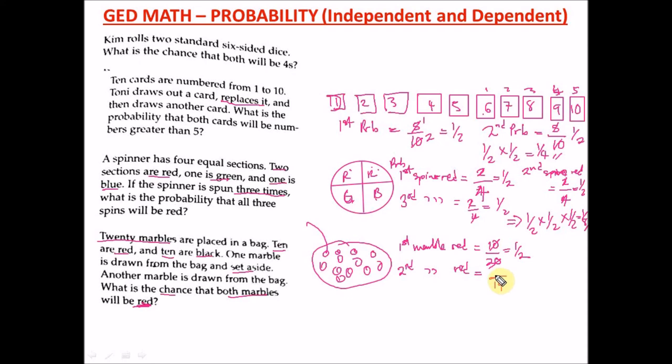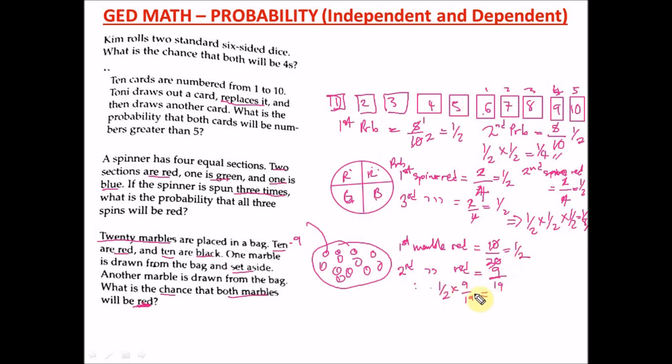And what will be our total favorable outcome? Since the first selection is red, you picked out red, so it will affect the remainder of red. Earlier on we had 10 red, but we've selected one, so this 10 will be reduced to 9. So our favorable outcome for the second selection will be 9. So we have 9/19. We can't reduce this, so therefore the probability that both will be red is 1/2 times 9/19.